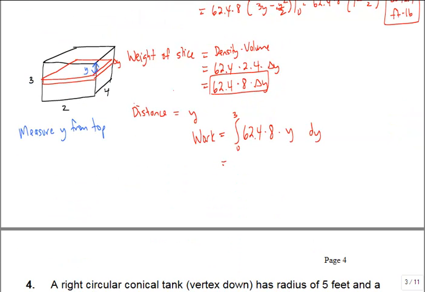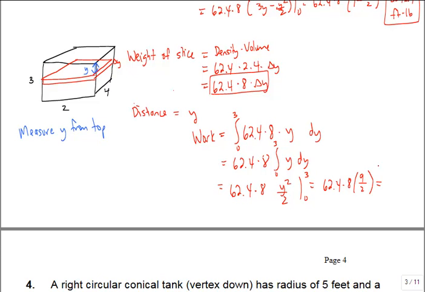And so when I integrate this, we can pull out the 62.4 and the 8, so we're just integrating y, which is going to turn into y squared over 2. And when you plug in your bounds of 0 and 3, you just get 9 over 2, and that is the same exact answer that we got before, 2,246.4 foot-pounds of work.